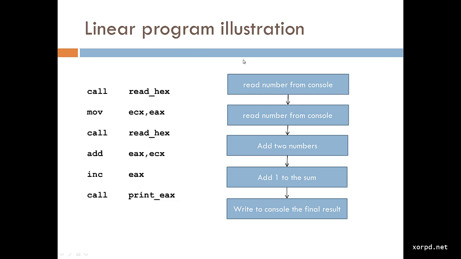If we try to draw this program in some kind of a diagram where each basic task is inside a rectangle and we have arrows between the rectangles, we get about something like this. First we read the number from the console, then we read another number from the console, we add the two numbers, we add 1 to the sum, and finally we write to the console the final result. This is a very linear style diagram. It is very simple. It goes from top to bottom, from the beginning to end. There is nothing very interesting that happens here in the middle. Let's take a look at another example.